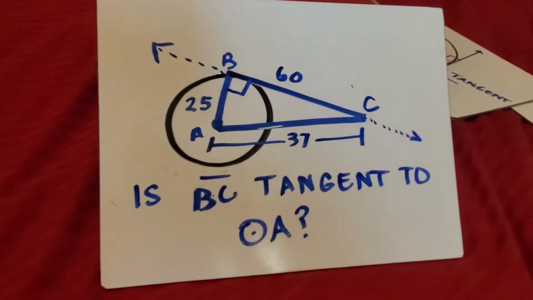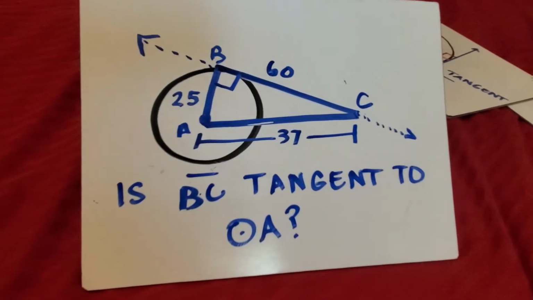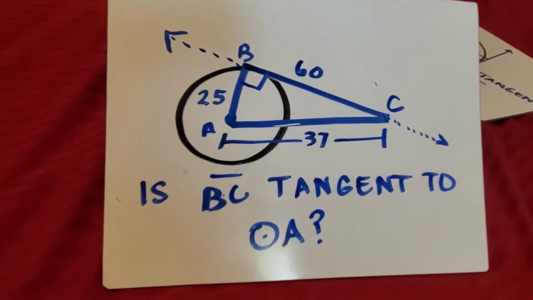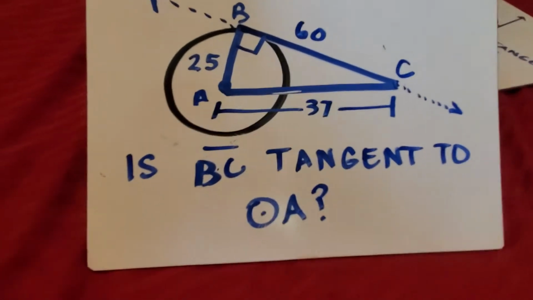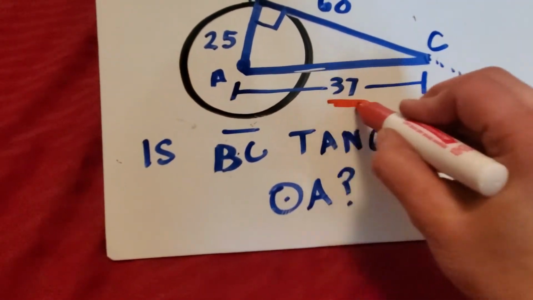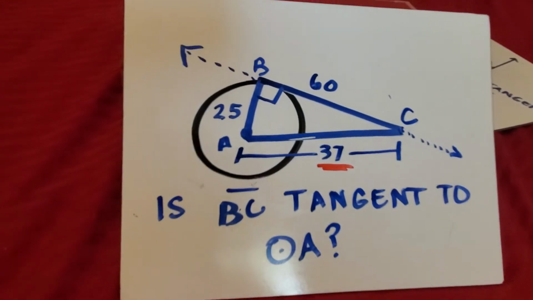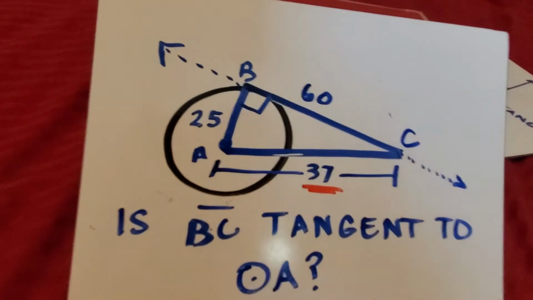So the first thing is to be able to identify in the Pythagorean theorem which value is C, and a squared plus b squared equals c squared. And C is always directly across the right angle, which means 37 is our C value in the Pythagorean theorem.